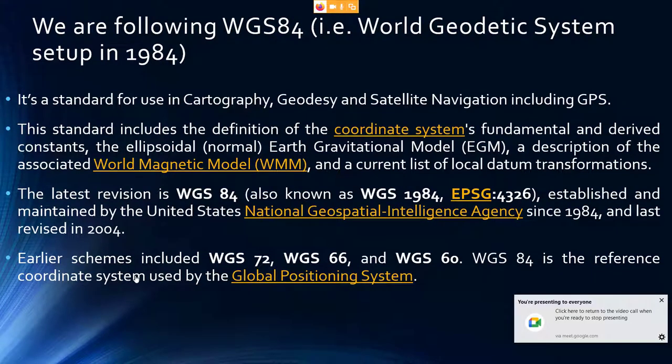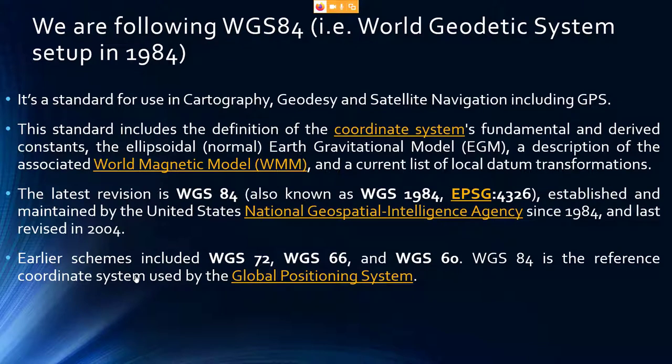So basically we'll not go into much detail about this, but you can see here on the screen, it's nothing but the World Geodetic System, which was last set up in 1984. Earlier there were versions in 60, 66 and 72, but at present we are following this system, and it is also used in cartography, geodesy and satellite navigation, including GPS.